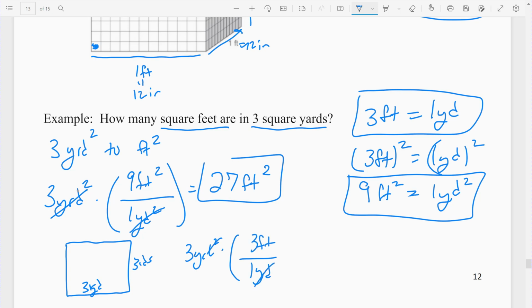Well, that would cancel one of the yards out, but I need a second 3 foot for my yards. And so we would end up getting 3 times 3 times 3, which is 27 feet cubed. All right, 27, that's a foot, looks like an 8-foot cubed.